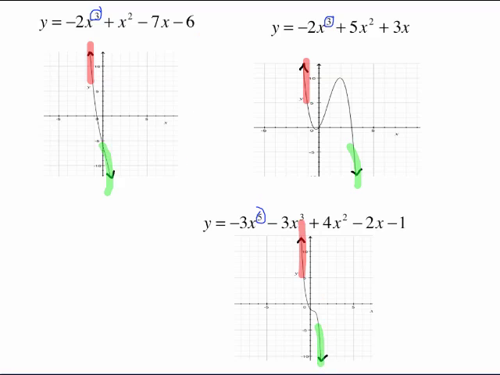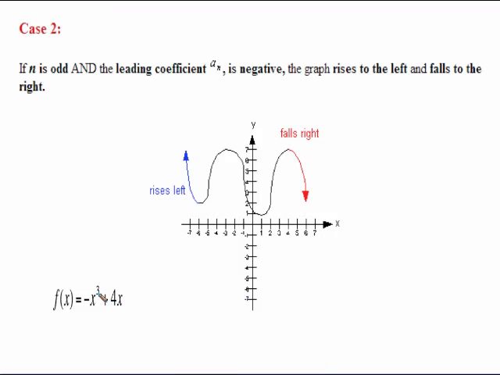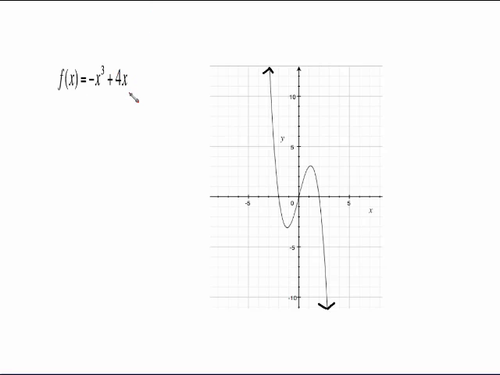That's the second possibility. If you have an odd power and you have a negative coefficient, of course with this one just a negative, there's like a -1, it's going to rise left and fall right. So let's graph this -x cubed plus 4x. There it is. It is rising left. It is falling right. So that was odd power, negative coefficient.